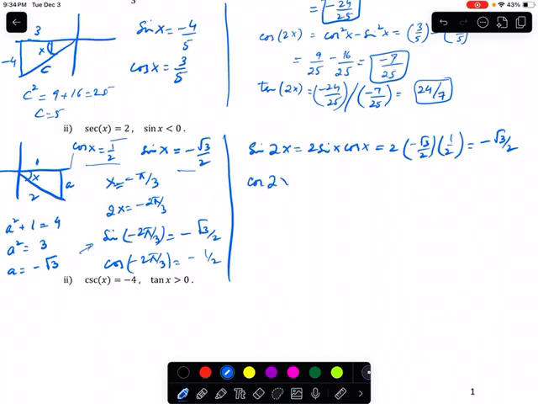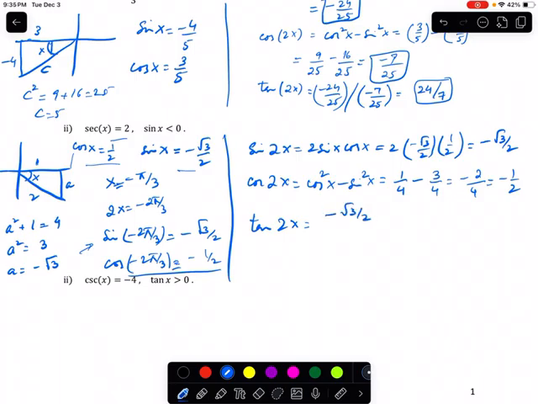What about cosine of 2x? That will be cosine square x minus sine square x. Cosine x is 1/2, so cosine square will be 1 over 4, minus sine square x, where sine of x is negative square root of 3 over 2, so it will become 3 over 4, and this gives me negative 2 over 4, or negative 1/2. This is what we got for cosine over here. Same thing. So tangent of 2x will be sine of 2x divided by cosine of 2x, which will mean negative square root of 3 over 2 divided by negative 1/2. So it will give me just square root of 3.